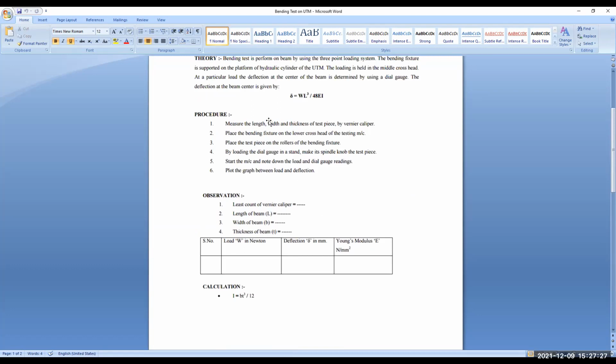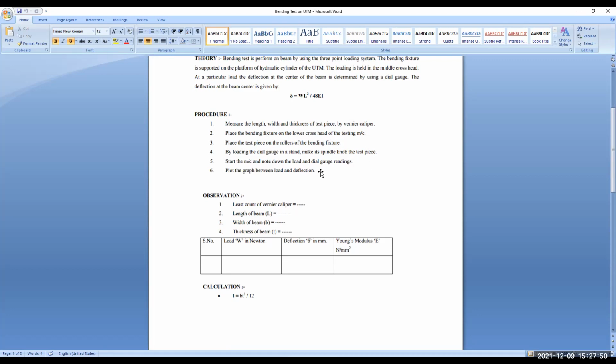Procedure: first you have to measure the length, width, and thickness of the test beam with vernier calipers. Place the bending fixture on the lower slot side of the testing machine. Place the test piece on the rollers of the bending fixture. Fix the dial gauge on the stand, take the specific handle of the test piece, start the machine and note the load and dial gauge reading.